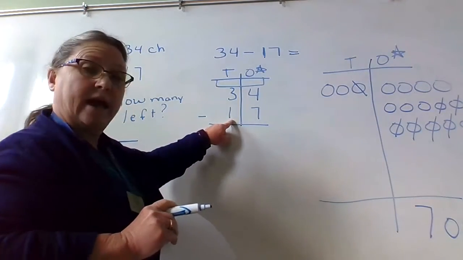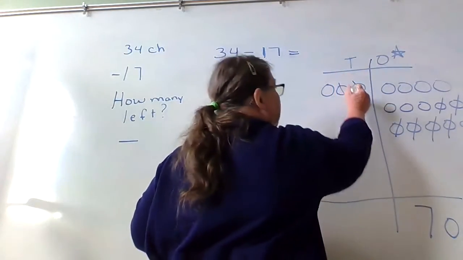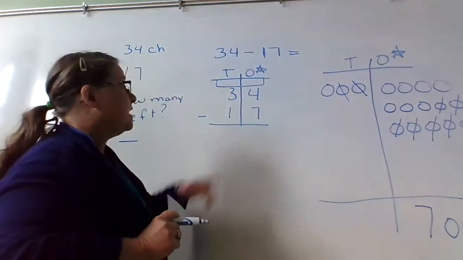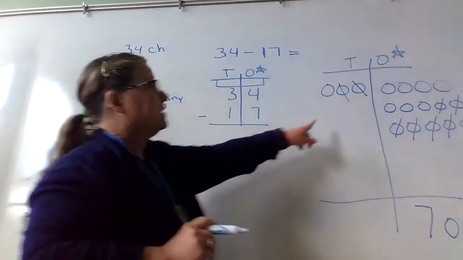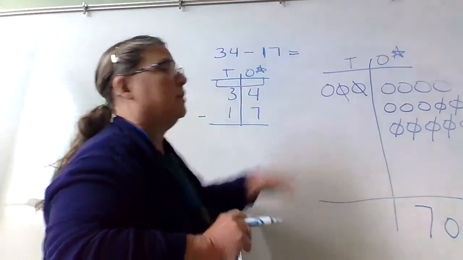How many tens do I have to cross out here? I have 1. So I have to cross out another 10 over here. So I had to cross it out right there. I have 1 ten left.